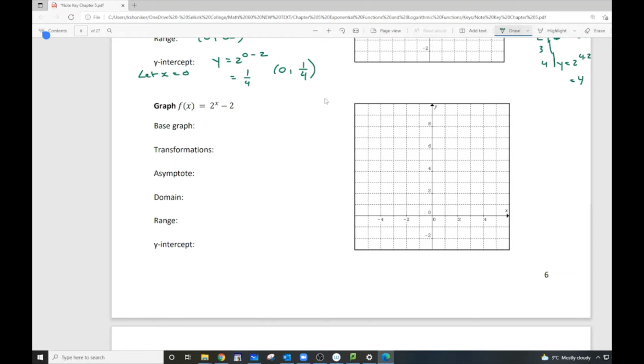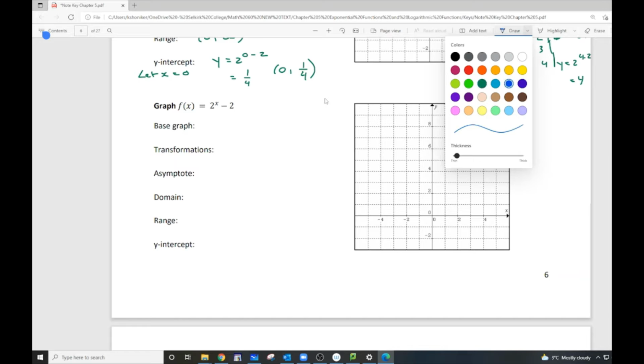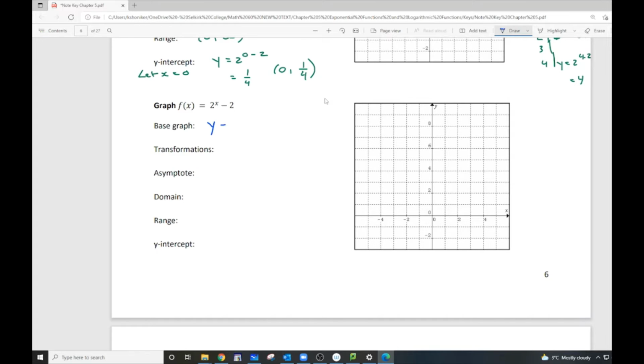Okay, so I recommend you pause the video and give this one a go. Start with your base graph, y equals 2 to the x. And whether you sketch it or not, that's up to you, right? 0, 1, 1, 2, 2, 4, 3, 8. And I won't trick you.